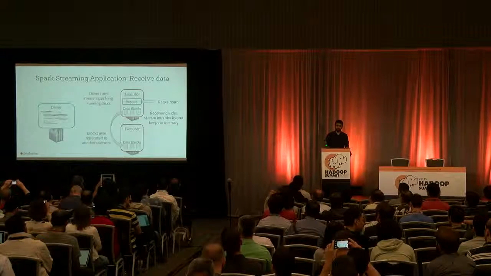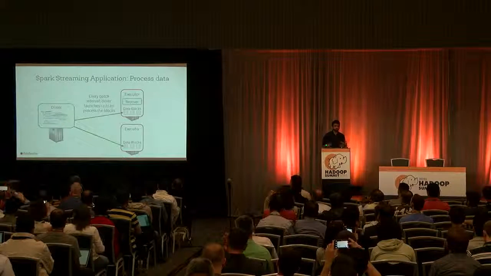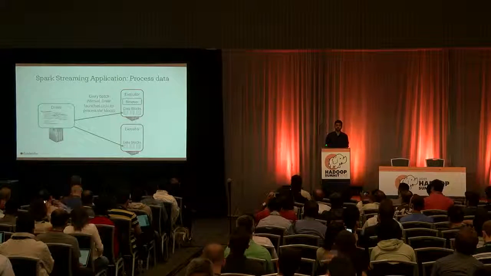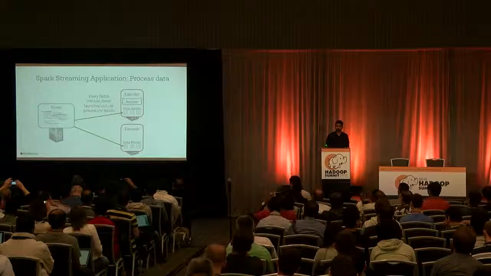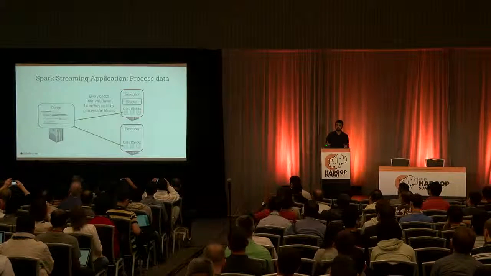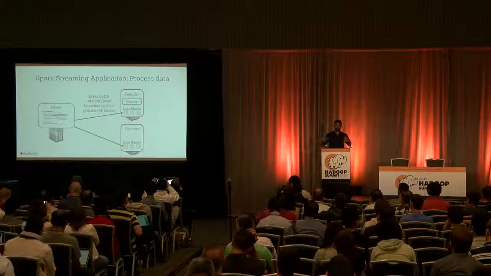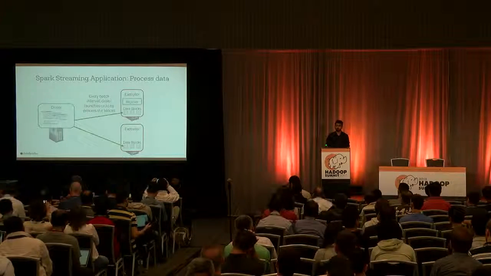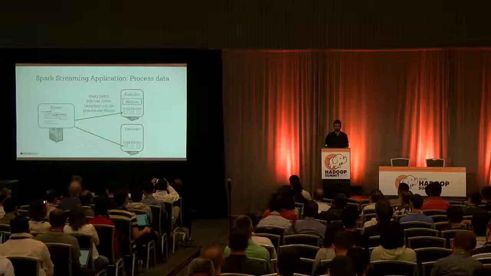Then, in parallel, every batch interval, like every 1 second, 2 seconds, whatever you have configured, the driver will launch tasks to process those blocks of data. After processing that data, it will push the processed results out to whatever external data store you have configured it to use. That's how Spark Streaming works underneath.